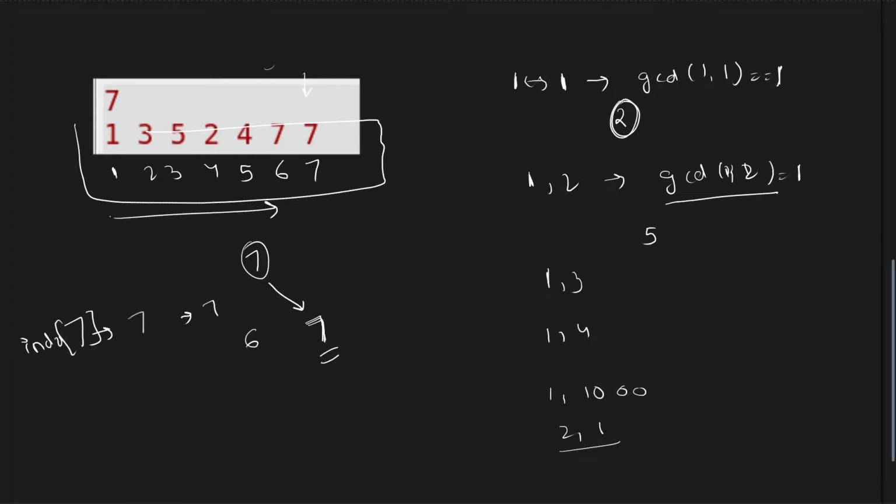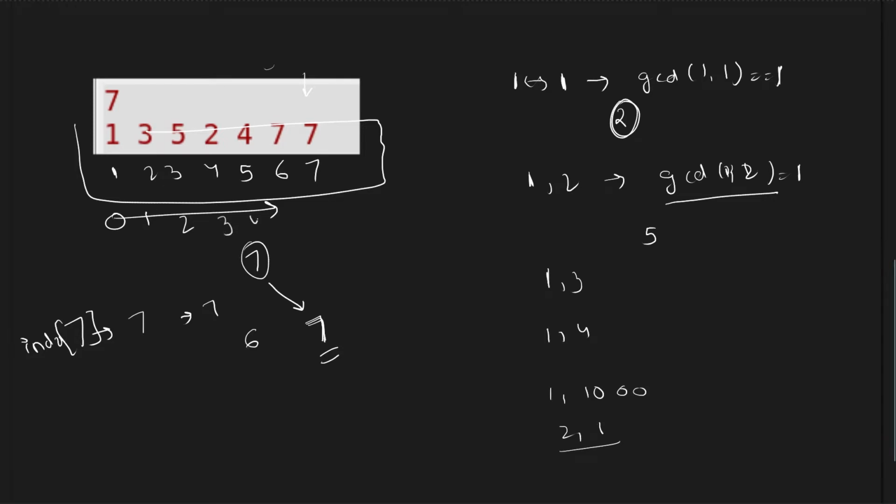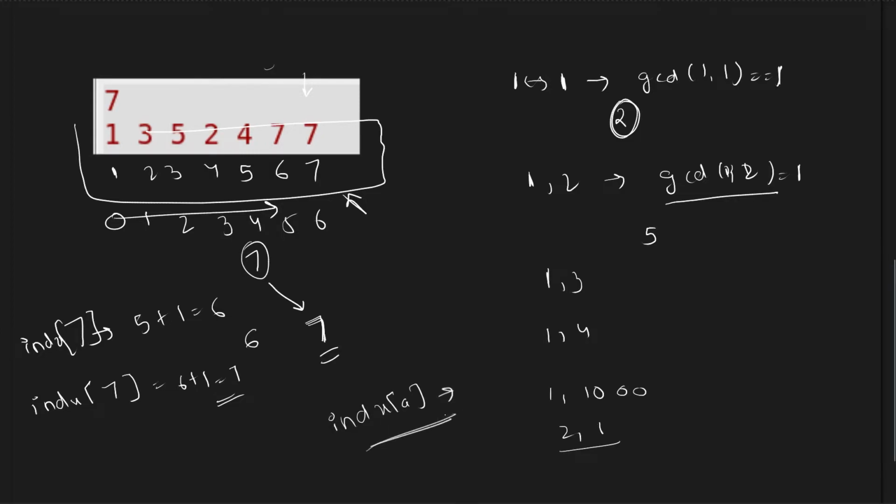Actually, in my code I have taken zero-based indexing. That is why I have incremented it by 1. So it would be 5 plus 1, equal to 6, right? Then as soon as I move to the next index, the value of index of 7 would be updated to 6 plus 1, that is 7. So this way index of a would always be the maximum value of index for the element a, or the last occurrence of a, right?